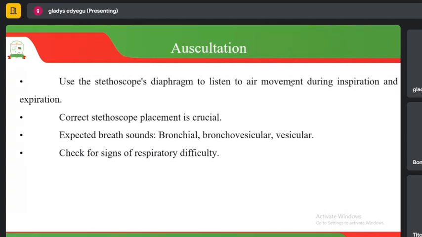So you should also be knowing the different signs that are abnormal and also the normal sound that the patient should be having when he's breathing during this time of auscultation.